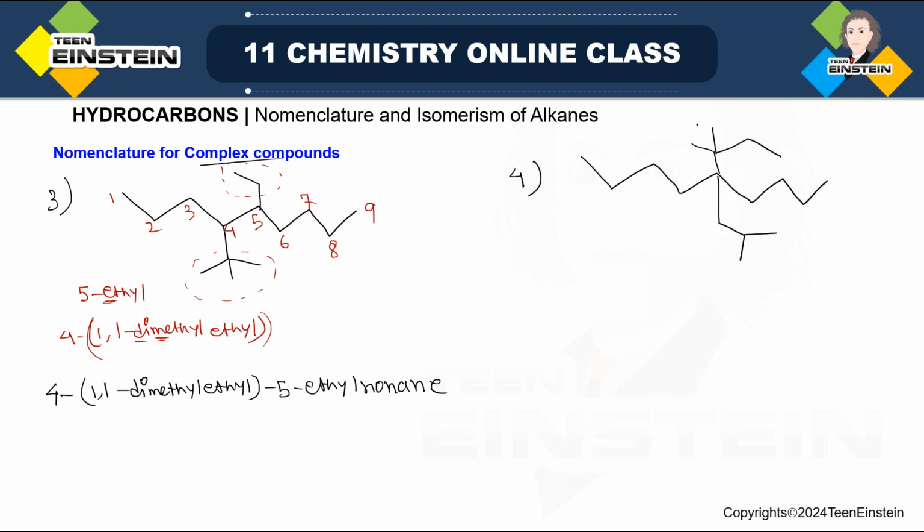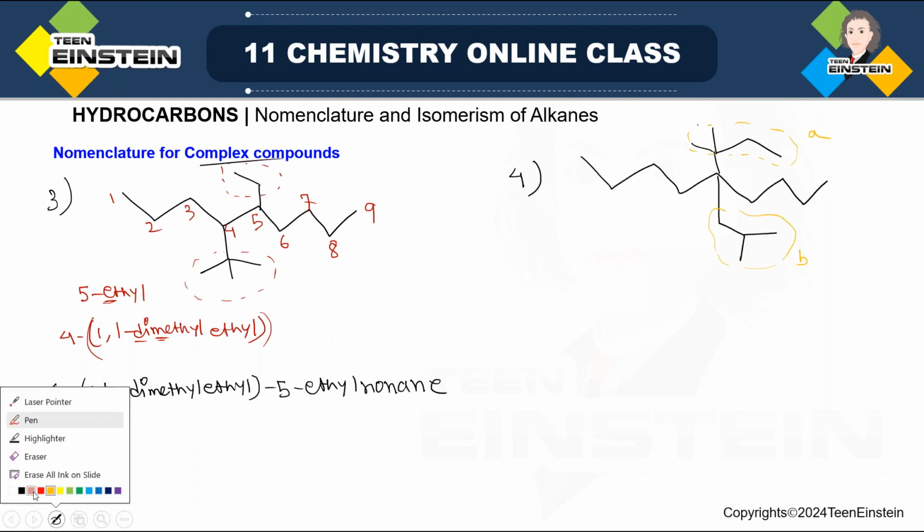So you can understand these two parts are actually the substituents. So this is one part and this is one part. For simplicity, suppose I write this as A and this as B. If I do the nomenclature from the left-hand side to the right-hand side, that will be wrong, because in that case the first substituent you will get at the 5 position.